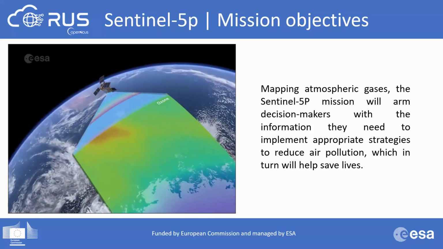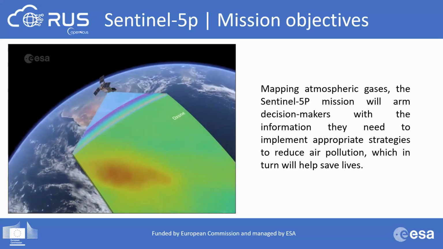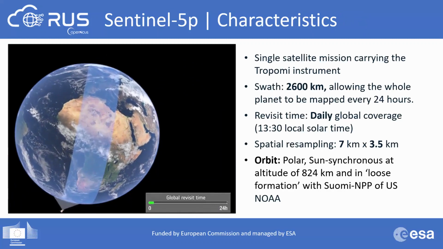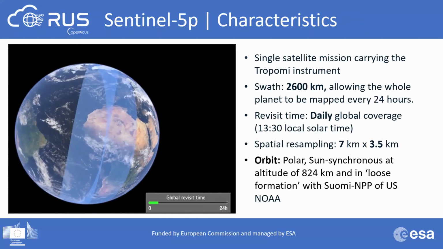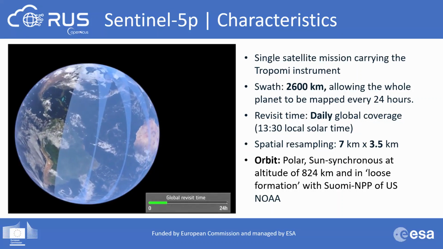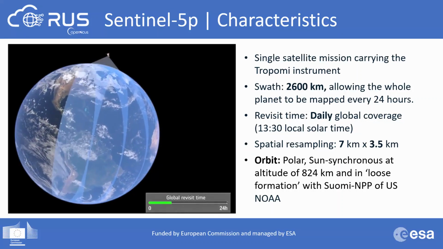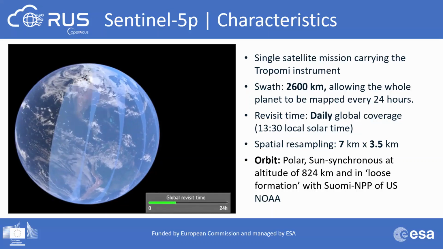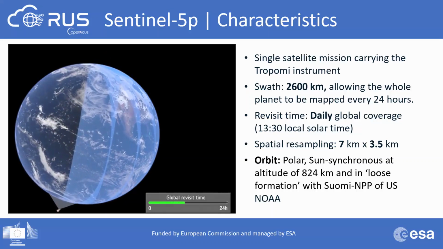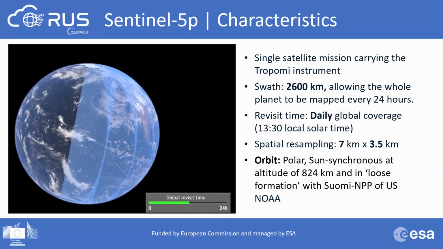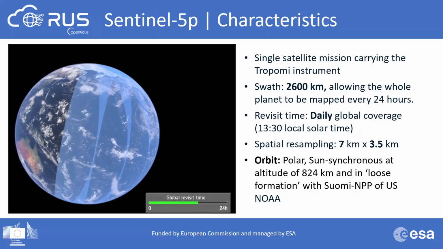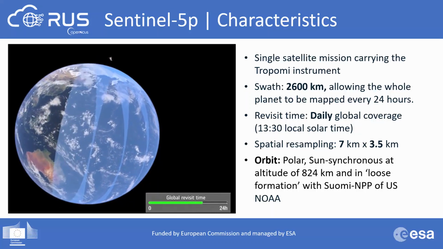Some details about the technical characteristics of the mission that I want to share with you. In this occasion, we have a single satellite mission. If you compare this to Sentinel-1, Sentinel-2, or Sentinel-3, in which we have two twin satellites orbiting at 180 degrees from each other. In this case, we only have one single satellite with a swath of 2,600 kilometers. It has a global daily revisit time and a spatial resolution of 7 by 3.5 kilometers.